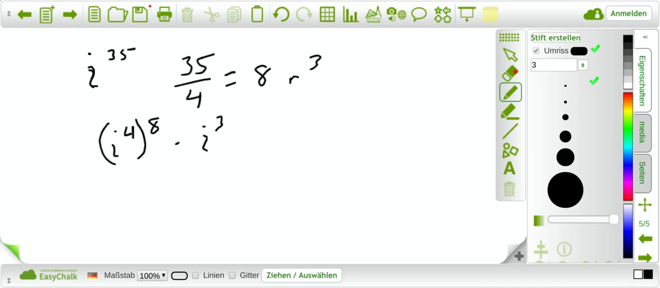Well, i to the 4th we know is 1. So what we've got left is i to the 3rd, which is negative i. So i to the 35th is really negative i.